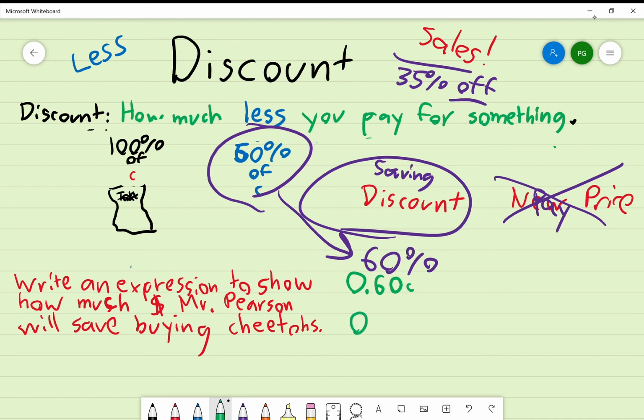Question, could I also write 0.60? No. Your decimal is worthless without a variable. You must always have a variable there, okay?